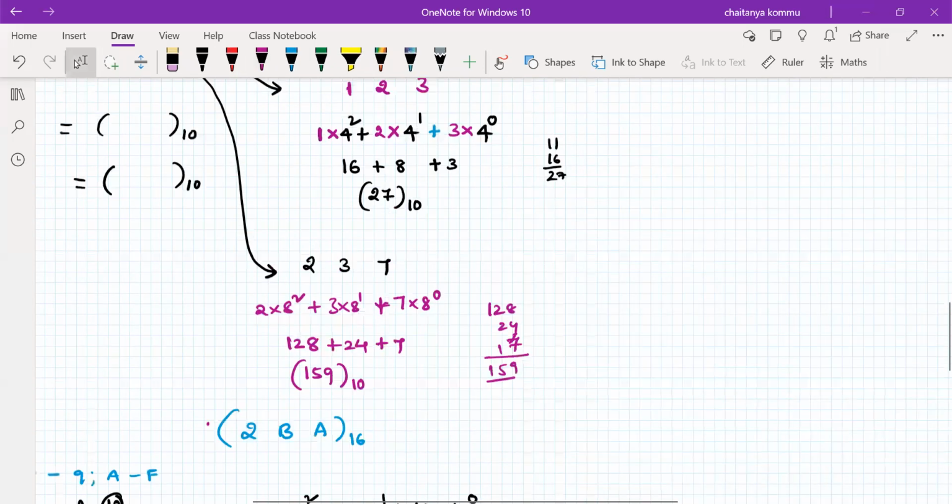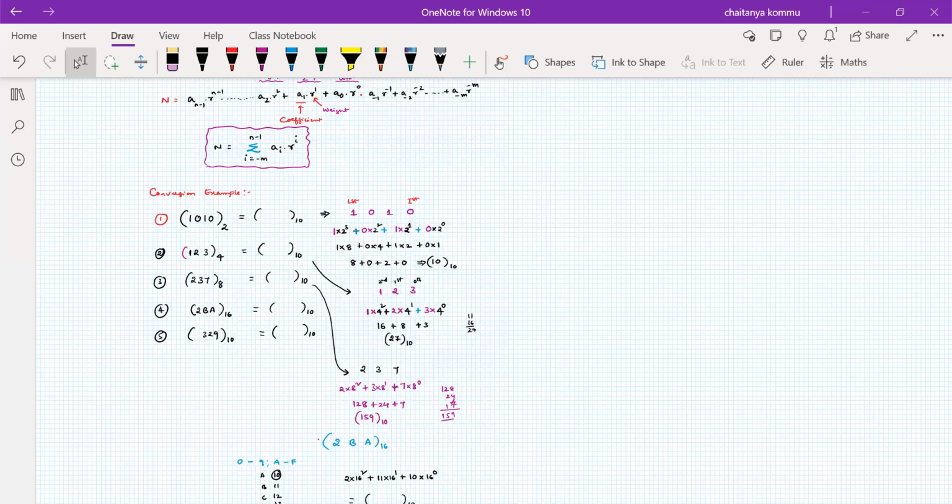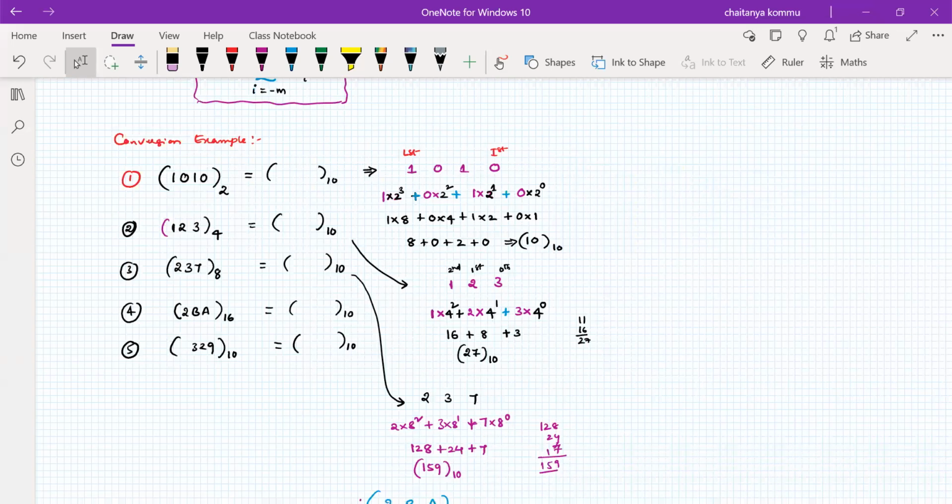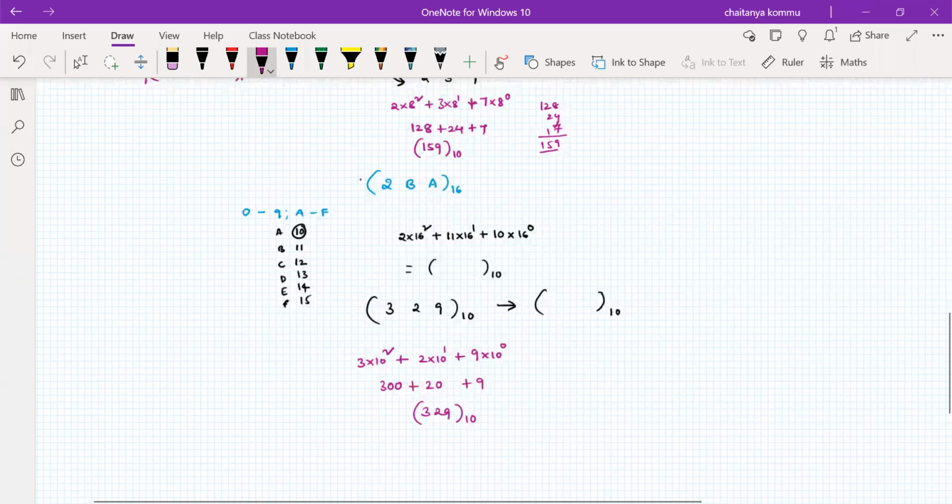Whatever the radix system you consider, it may be binary, ternary, octal, or hexadecimal, whatever the number is, whatever the radix is, if you want to convert it into decimal, just use the base weights for the digits and sum up everything, and you will get the decimal number system. Very simple. Clear? I hope you understand. Let us go for a little bit more information.